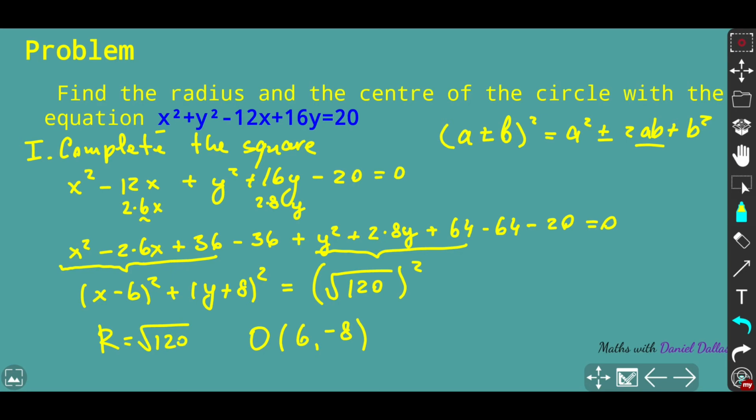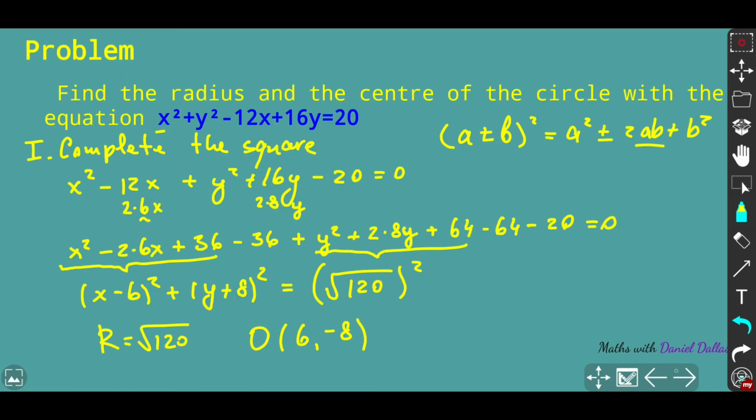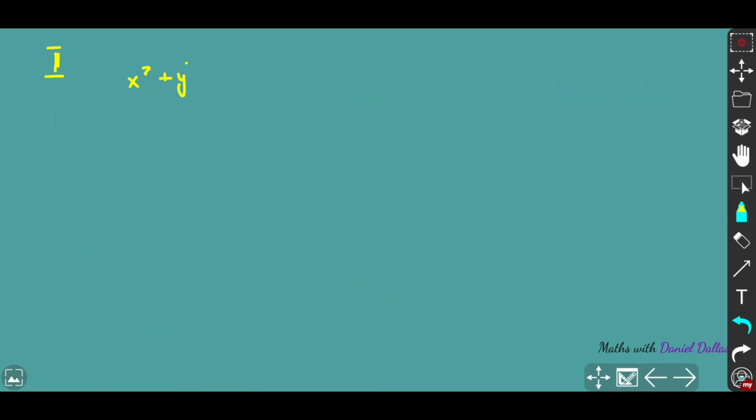You just try to use this formula. The second way, which is based on comparison of coefficients, works in a bit different way. So I'll just continue here, and that's going to be the following. I just rewrite the equation: x squared plus y squared minus 12x plus 16y equals 20.